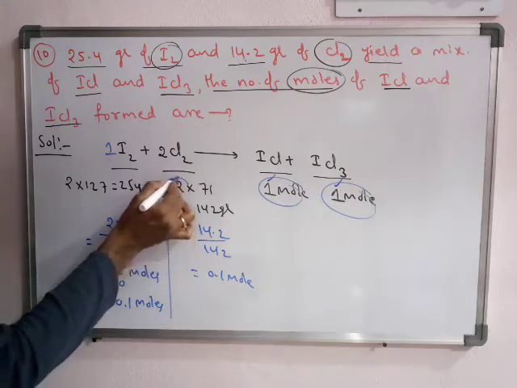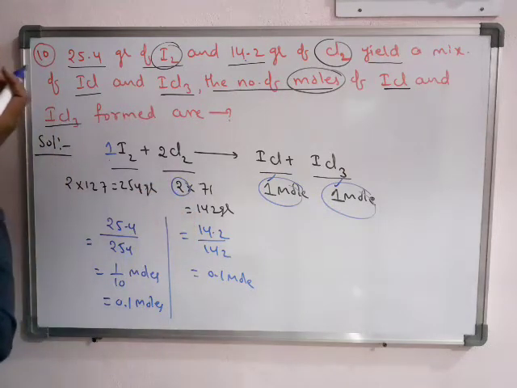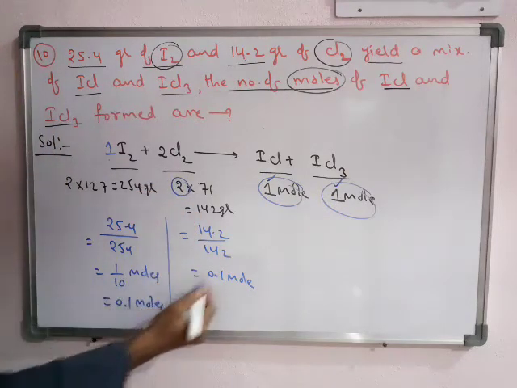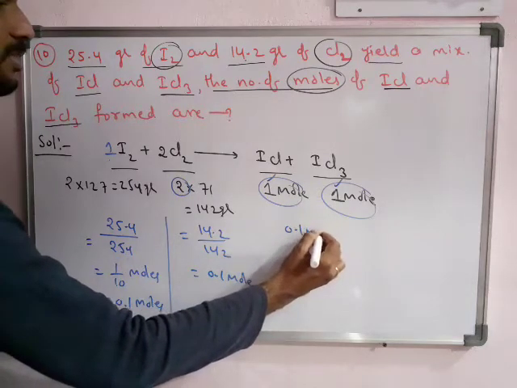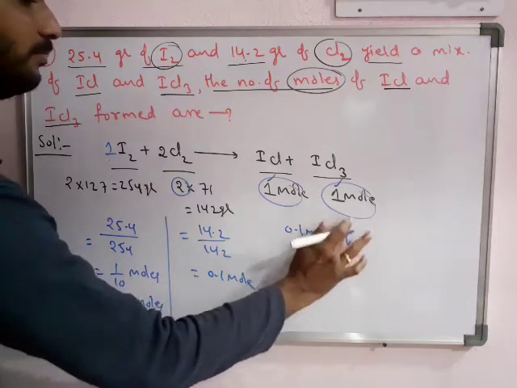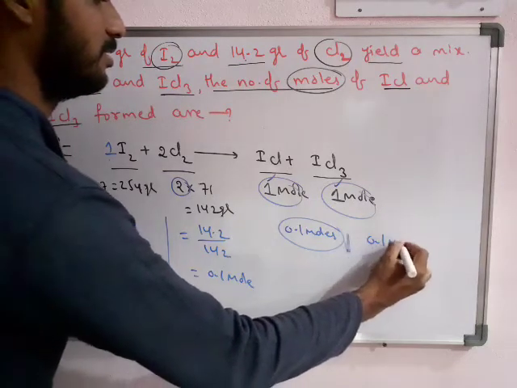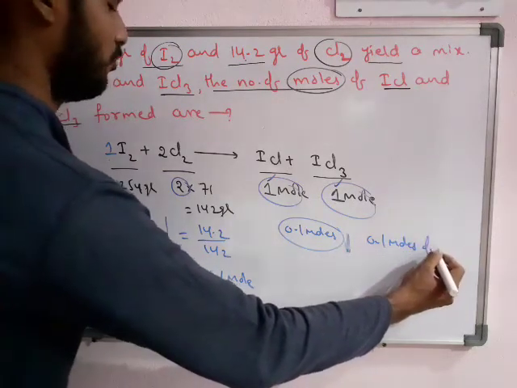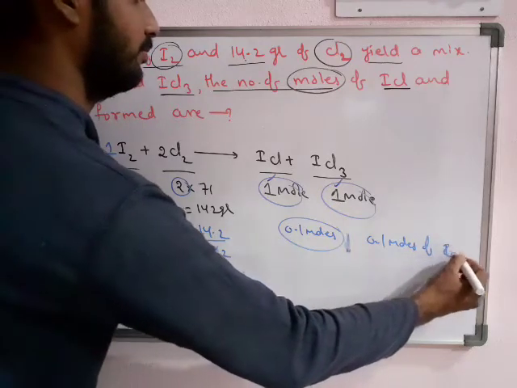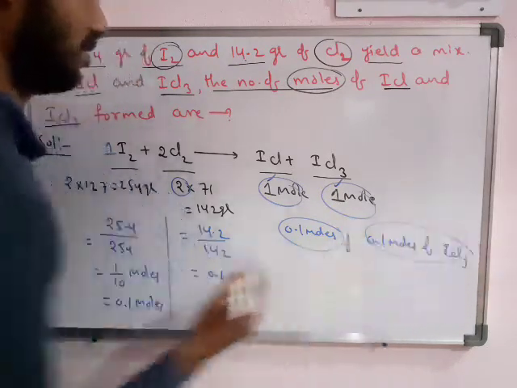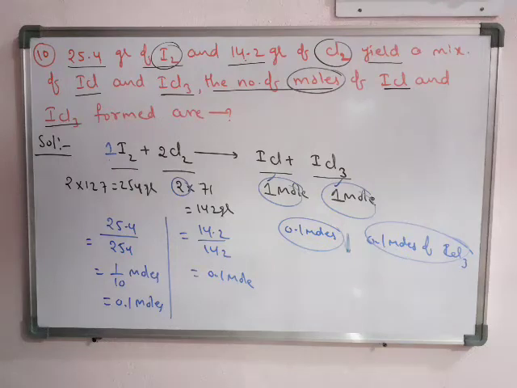Here we directly calculated for 2 moles. Okay. So it also forms 0.1 moles. 0.1 moles of ICl and 0.1 moles of ICl3. Okay.